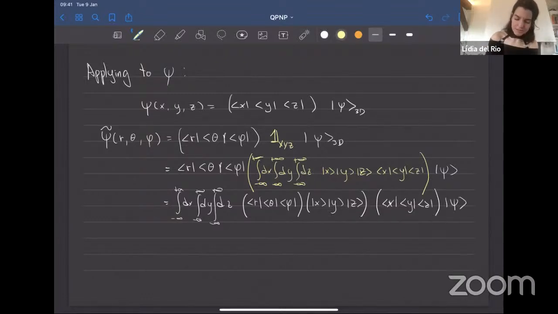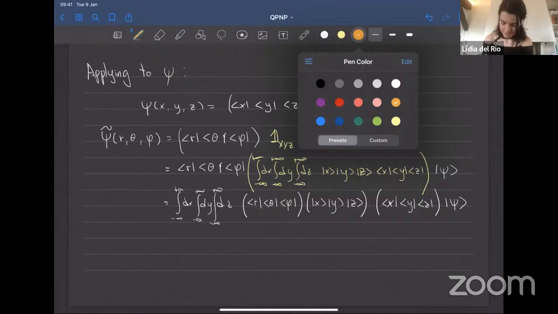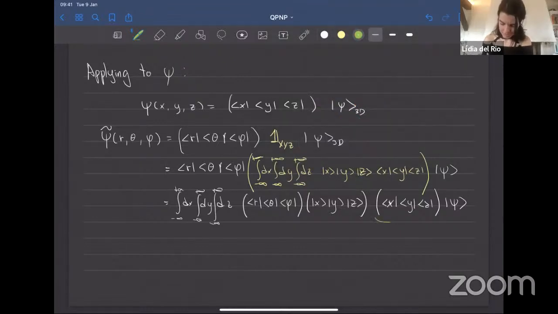Now it's very easy. Because this is the wave function in Cartesian coordinates, right? And this is this inner product that we computed before. So this is this product of deltas of x minus r.